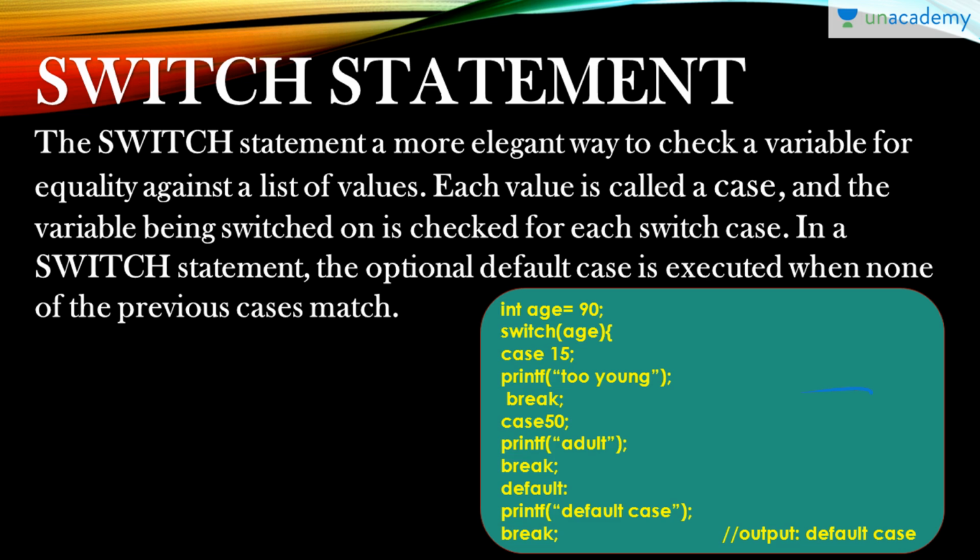So here we have taken age equal to 90, and in the first case we have taken 15. So 15 does not match 90, so it will not print too young. Now it will break. Now it will check the second case, case 50. 50 is different from 90. 50 and 90 are not equal, so it will not print adult. So it will execute the default case, which prints default case. So our output will be default case.